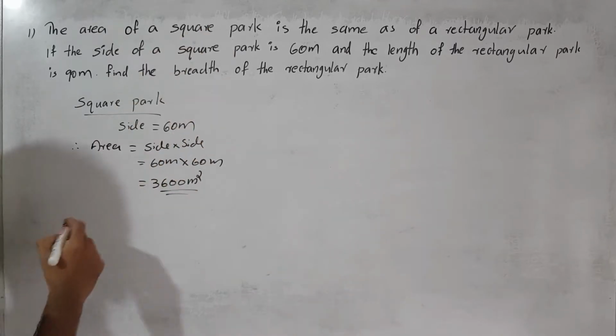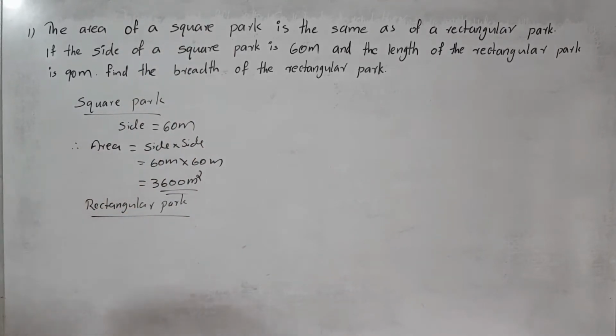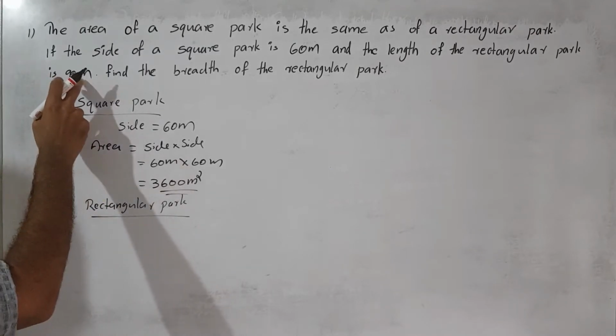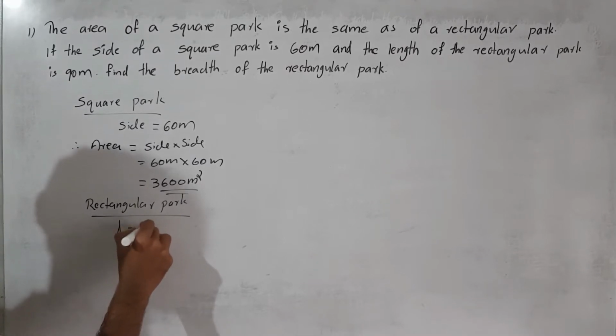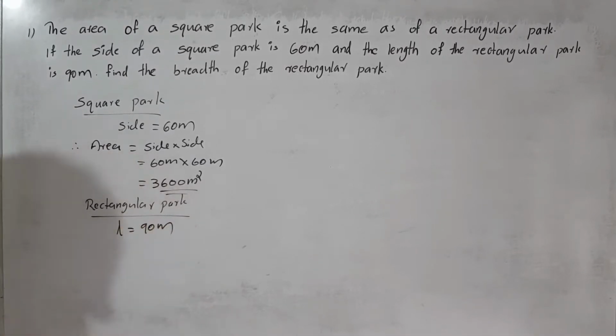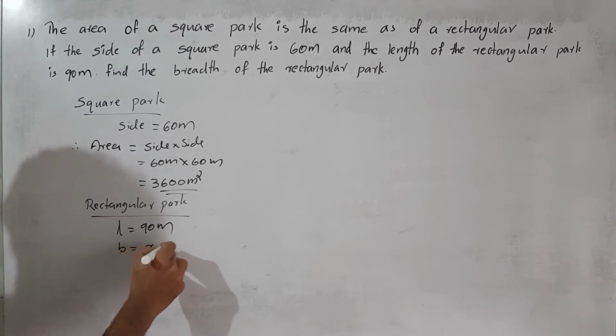Next we are discussing the case of the rectangular park. Here the length of the rectangular park is given. What is the length? The length of the rectangular park is equal to 90 meter. Correct? Therefore, L is equal to 90 meter. Then what is the breadth? Breadth is not given. We need to find the breadth. So we take the value of B as x meter.